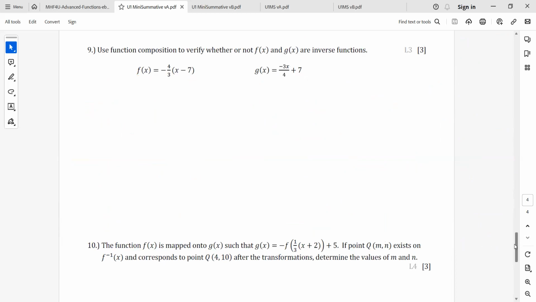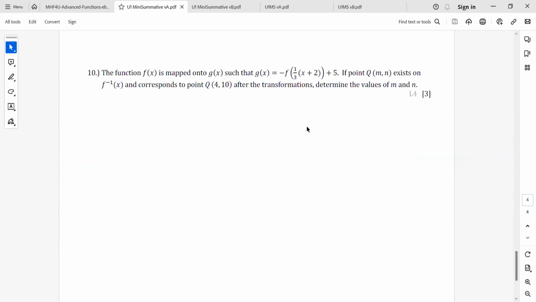The function f of x is mapped onto g of x such that g of x is equal to minus f of 1 by 3 (x plus 2) plus 5. This is the function g of x, f of x, which is mapped onto g of x. If point (m, n) exists on f inverse x and corresponds to point (4, 10) after the transformations, determine the value of m and n. So just look at this question for 1 minute and I'm just counting 1 minute.